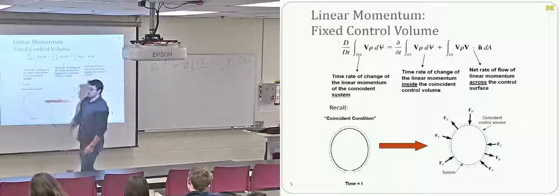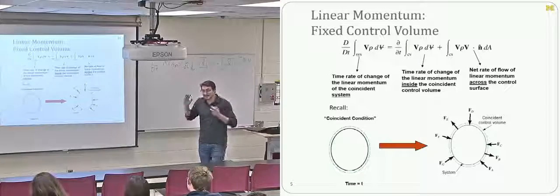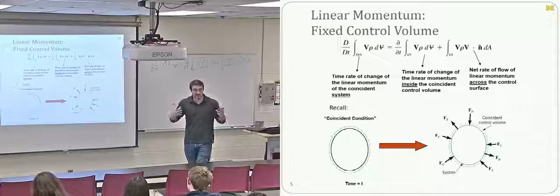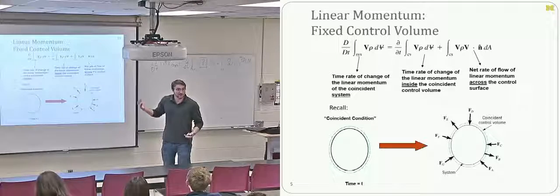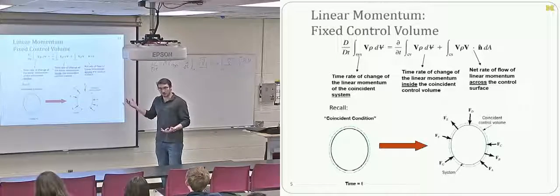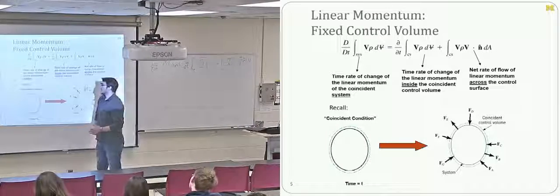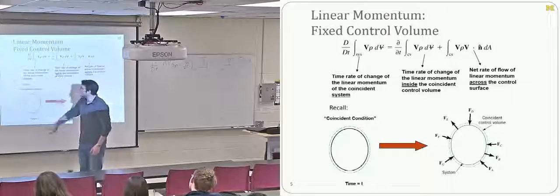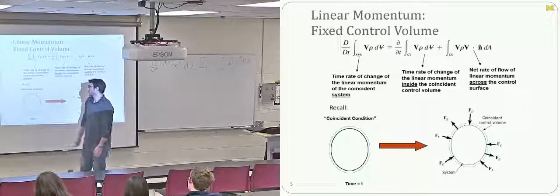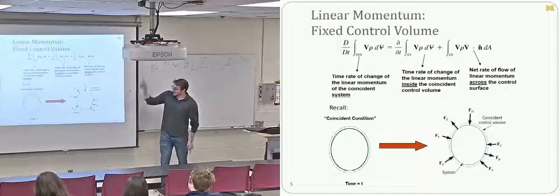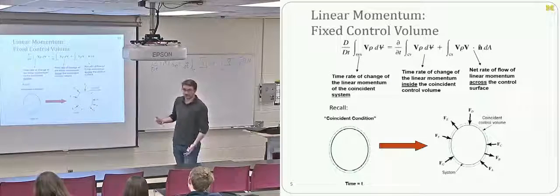The idea here is that when that system and that control volume are coincident, that is, at the instant in time that they contain all the same fluid particles, then there's really no difference between the actual group of particles inside. So we could say that, at this instant in time, our system contains all the same particles as the control volume, and thus any forces acting on the system also have to be experienced by the control volume.